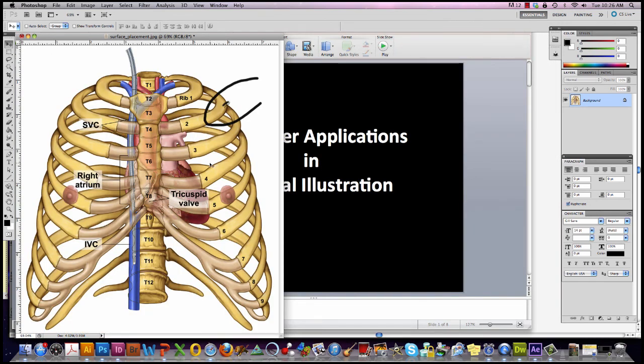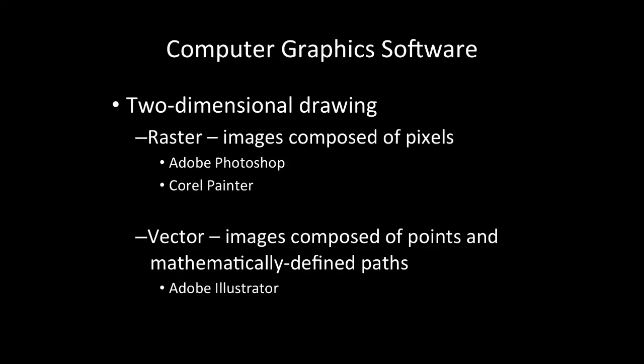So that's a very quick introduction to raster software such as Photoshop, which, as I say, uses these picture elements or pixels to construct the entire image. So everything on here, including the lines, the text, everything is constructed out of pixels. The other category of two-dimensional drawing software is known as vector software. Vector programs create images out of points and mathematically defined paths. I'll show you that in just a minute.